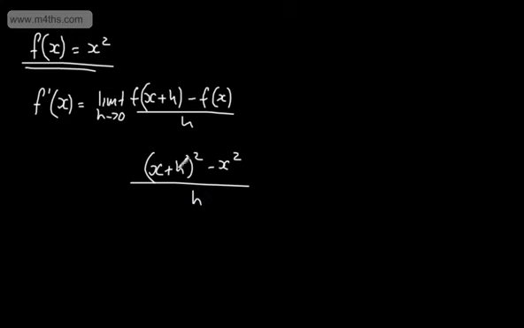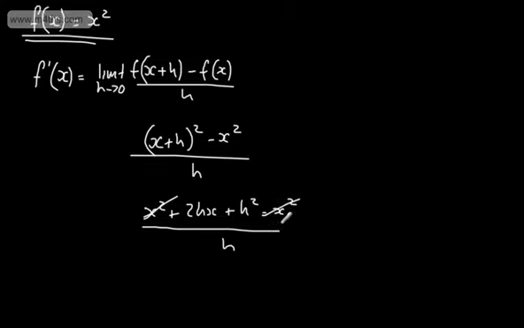Let's now expand this out. We're going to get x squared plus 2hx plus h squared minus x squared. That's what we're going to have in the numerator. So expanding the double brackets, x squared plus 2hx plus h squared minus x squared all over h. Now at this stage we can cancel the x squareds.